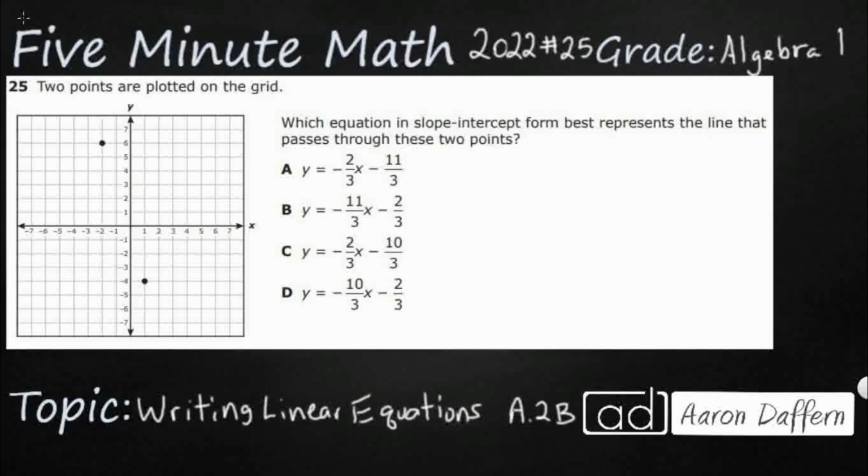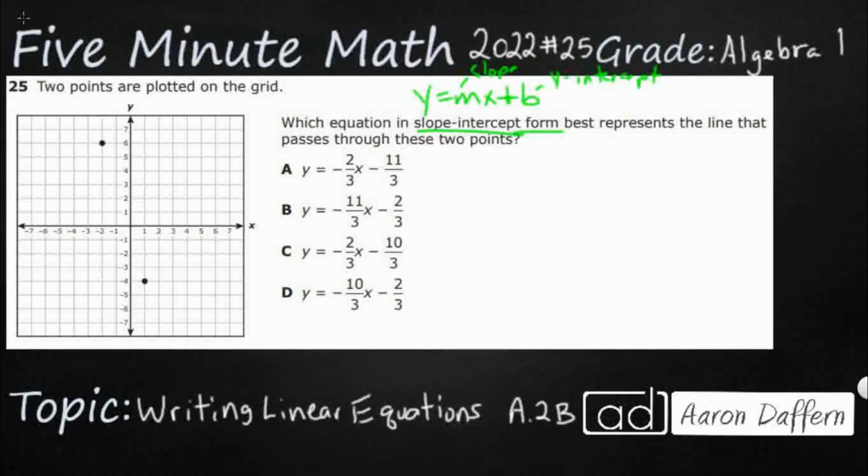So we have 2 points plotted on this grid, and we need to find slope-intercept form. So that's y equals mx plus b. If you forget, it is on your reference materials, so we've been doing this for a few years now. That m, remember, represents our slope. The b represents our y-intercept.